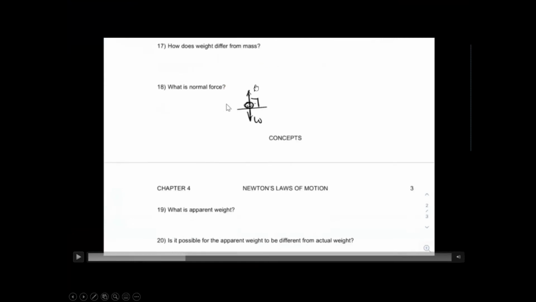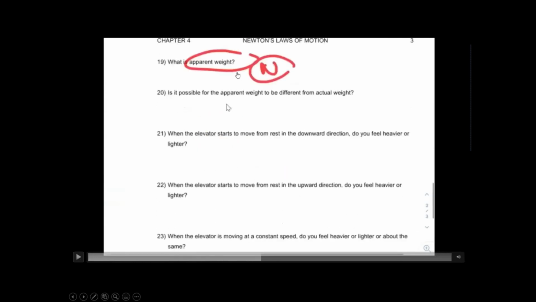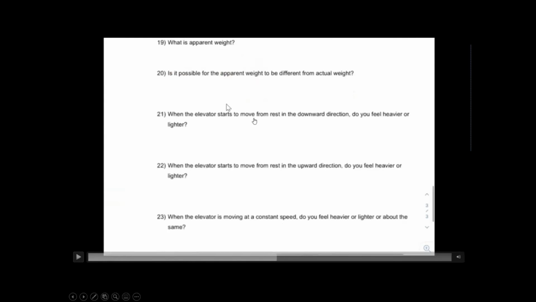All right, so what's a normal force? It's a reaction force to any force applied to a surface. It's going to be in the opposite direction of your weight. That's also known as the apparent weight if it's a scale reading. So if you're getting this reading from a scale, it's going to be your apparent weight. So is it possible for your apparent weight to be different from your actual weight? The answer to that question is absolutely yes.